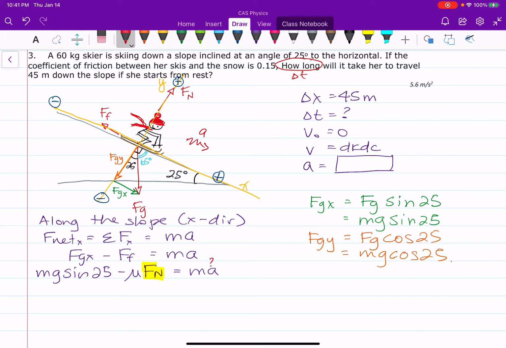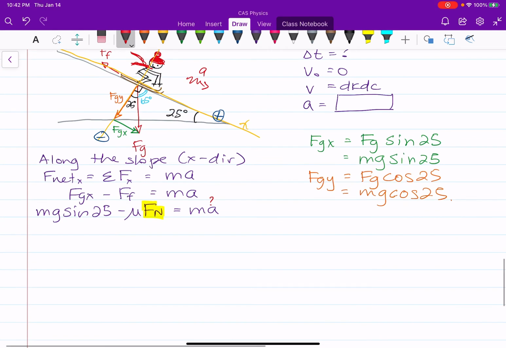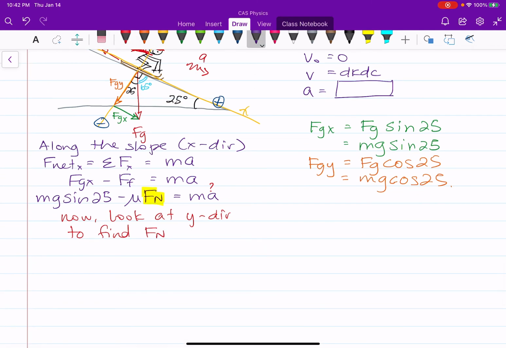But we can find Fn by looking at the y component. So let's just make a note of that. So we started here. So now look at y direction to find Fn, normal force. All right, so let's do that. And I'll do it right here.